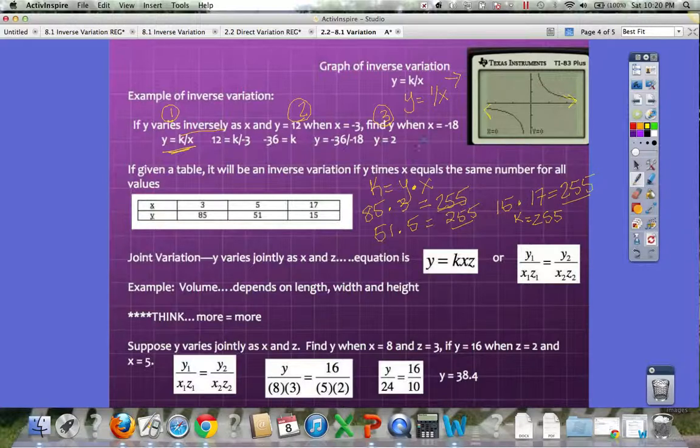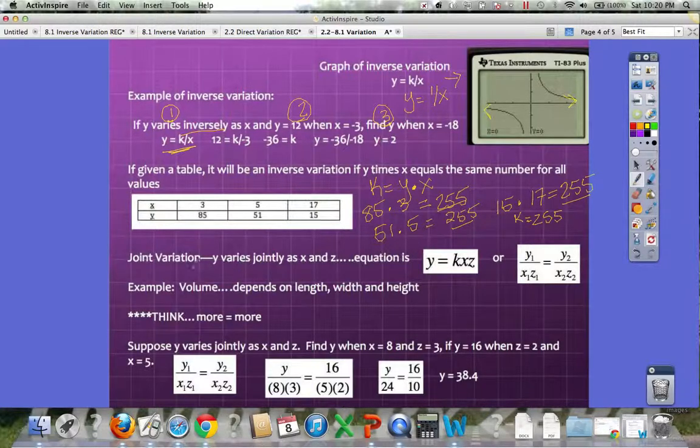So when you're looking at an inverse, you're multiplying them. When you're looking at a direct, you're dividing your y by your x. So when you're multiplying these, try to do it the same way, y times x. That way you'll get into the habit of going that direction. You won't mess up your direct variations.